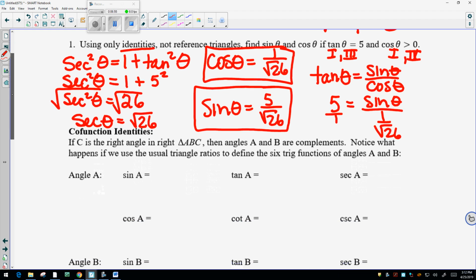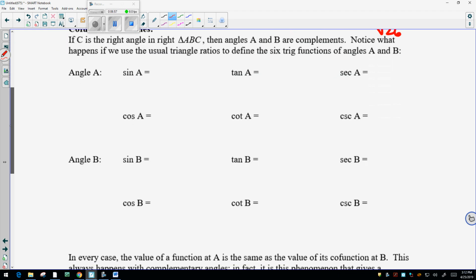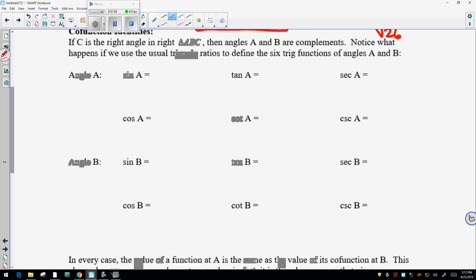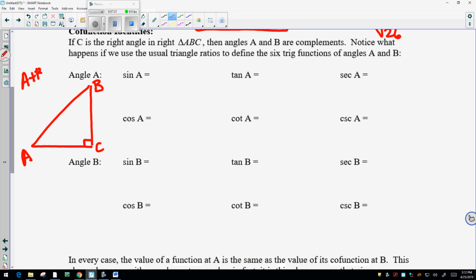Okay, moving on with our identity idea, we're going to get into some things called co-function identities. Co-function is coming from the idea of co standing for complement. And if I'm thinking complement or complementary angles, I'm thinking I know that they're going to add up to be 90. So in a right triangle, if I know C is the right angle and I'm looking at these other two angles, I know that A plus B should equal 90. Those are complementary angles.